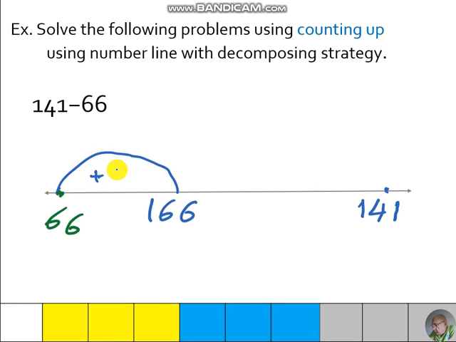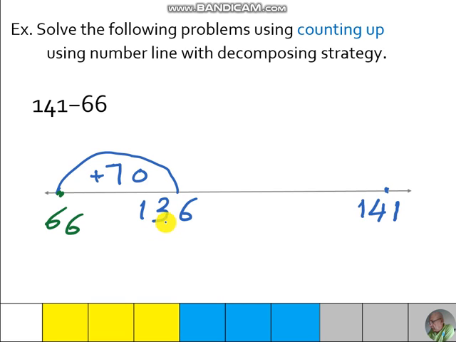Plus 80. What do you get? 0 plus 6, you get 6. 8 plus 6, you get 14. Okay? When I add this plus this, I get 146. But 146 is still higher than 141. Let's try 70. 0 plus 6, I get 6. 7 plus 6, I get 13. 136 is okay.